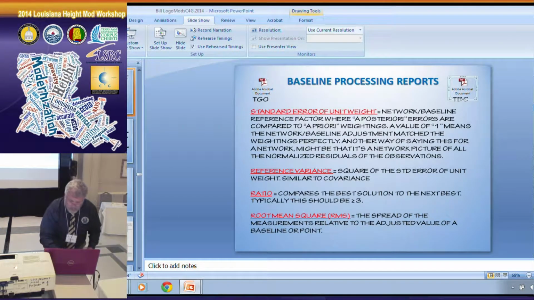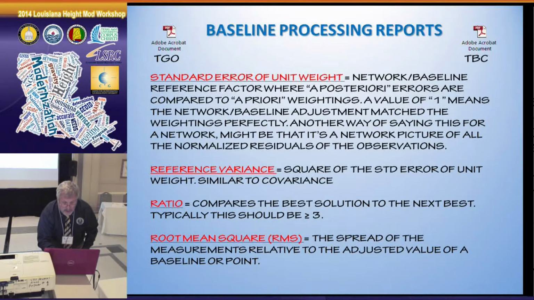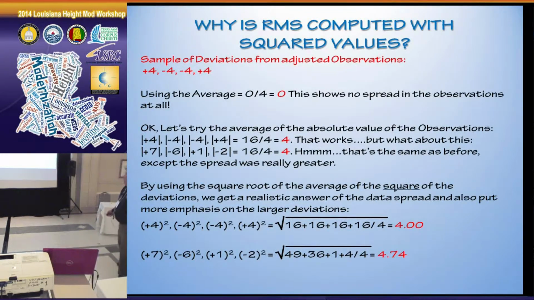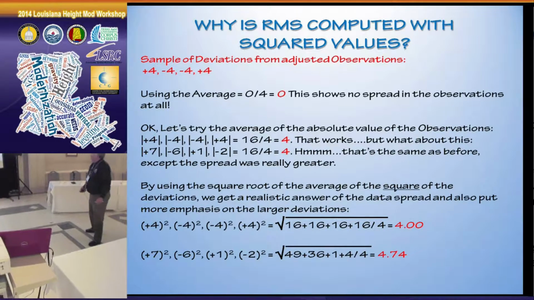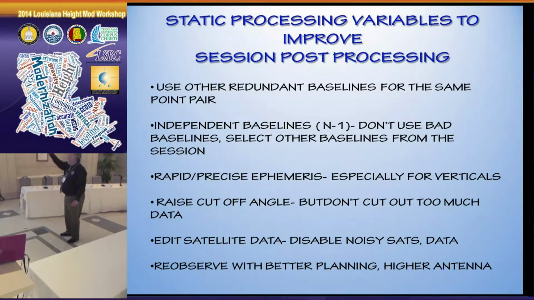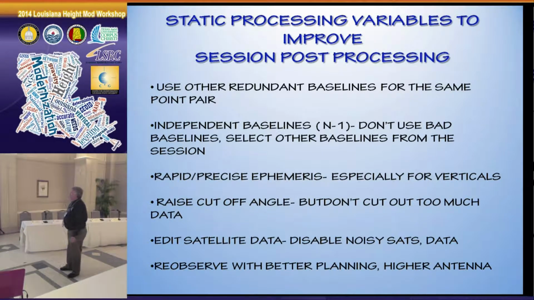So that is what we're doing with the guidelines for static. Well, we know why RMS is squares. We don't need to do that one. Static, this is what you can do. You can't do with real time.